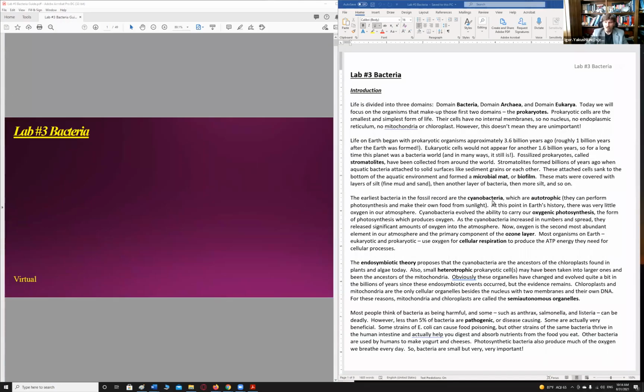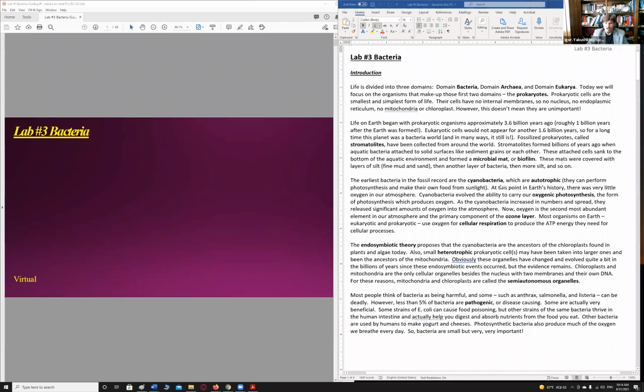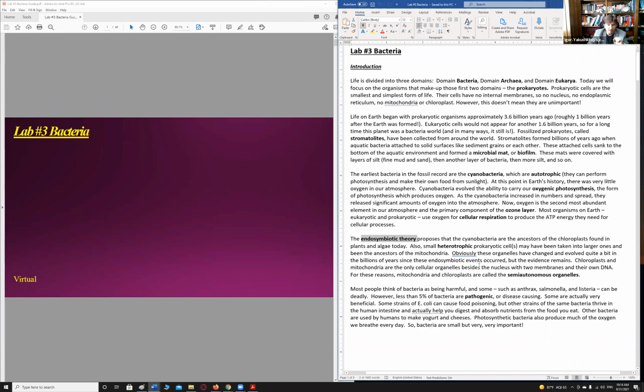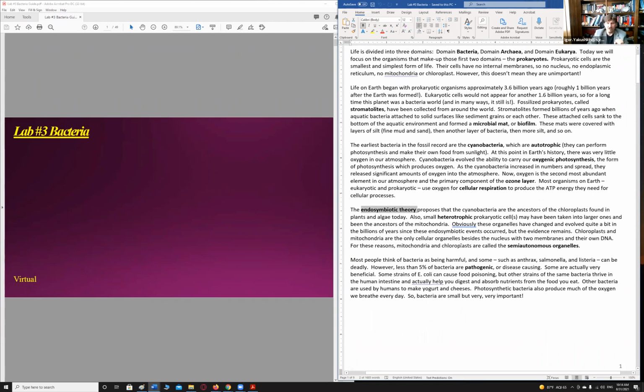All right, so lab number 3, talking about the bacteria, a very, very diverse group. We'll talk about the symbiotic theory a little bit later, but what you will need to understand is that the bacteria are probably the first group of organisms which started the photosynthesis. Photosynthesis is extremely important for all life on Earth.